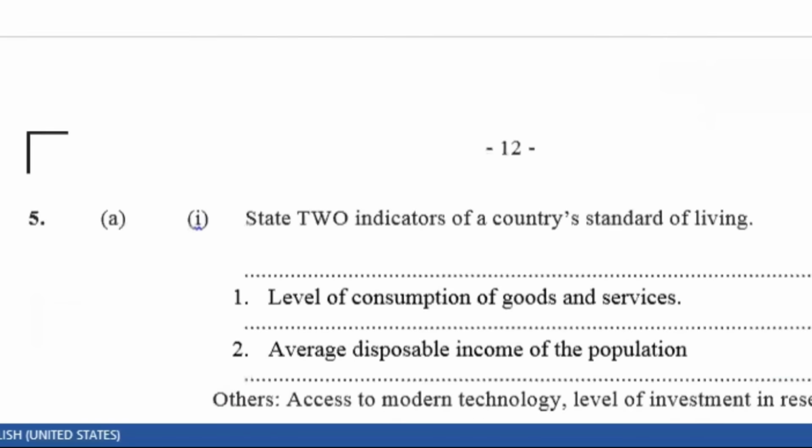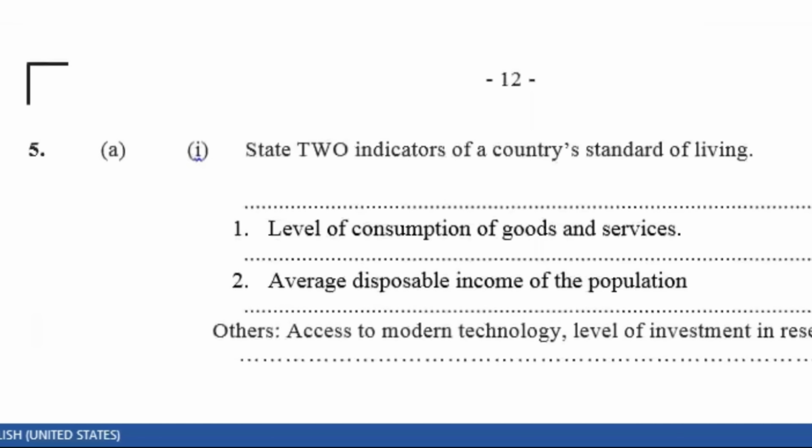All right, so here are some indicators. The level of consumption of goods and services. You know that the more goods and services a country or its people are able to afford, they're living it up. The standard of living could be considered to be high. However, if they can hardly buy anything or eat anything in that country, then the standard of living is really poor. Average disposable income of the population.